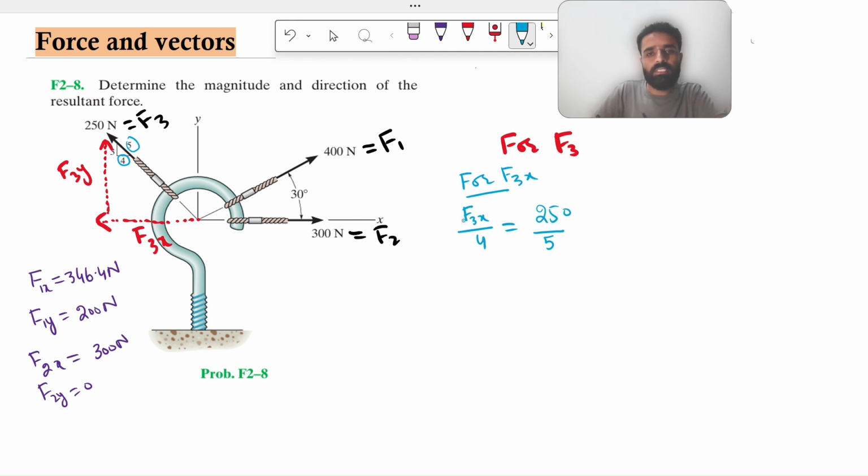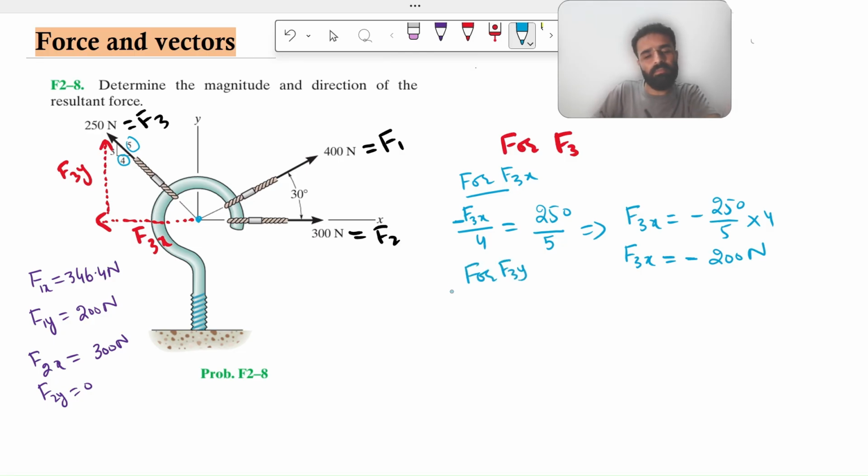So doing calculation. Now remember what will be the sign, positive or negative. Here you can see that this is the origin, and this F3 force is acting out from the origin. It is acting on the left side, so it will be negative. Remember this. This is the main point of this force. So the F3x will be minus 250 divided by 5. Shift this 4 to the other side, so it will be multiplied by 4. So the F3x will be equal to minus 200 Newton.